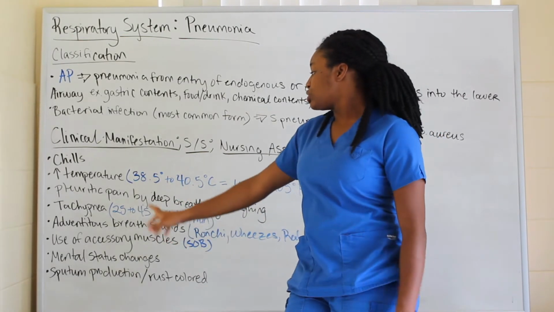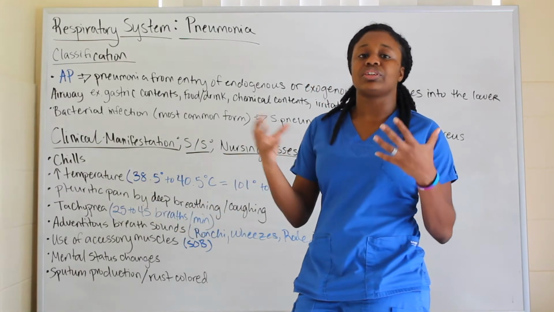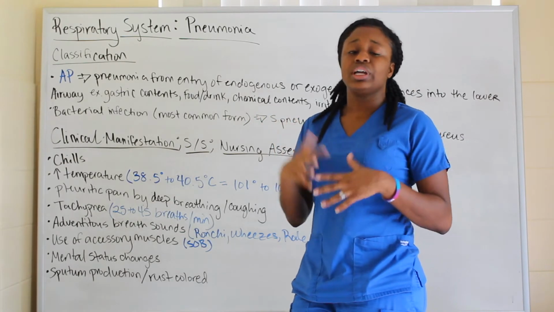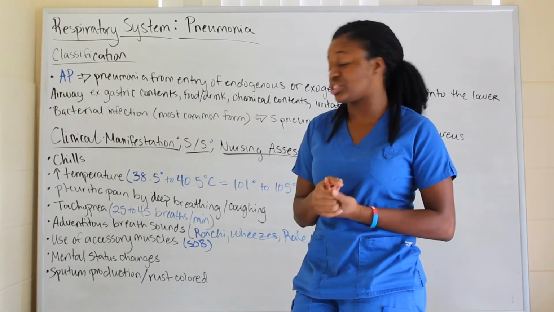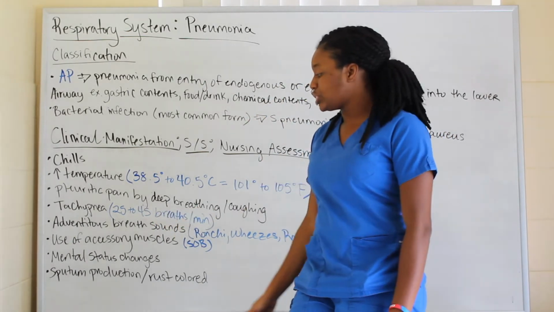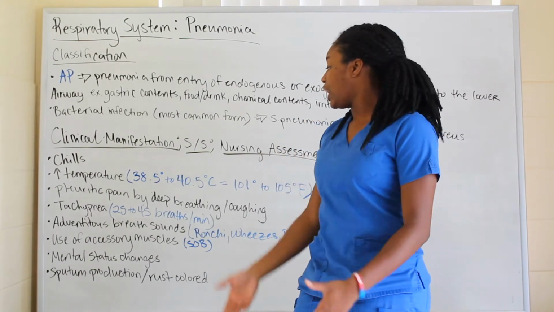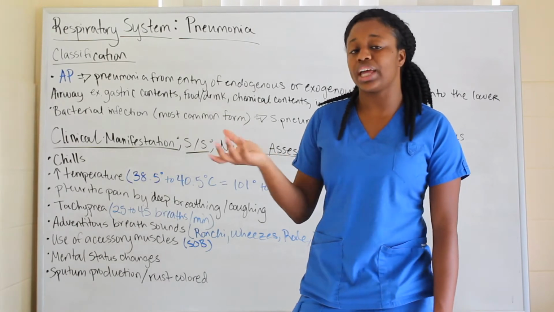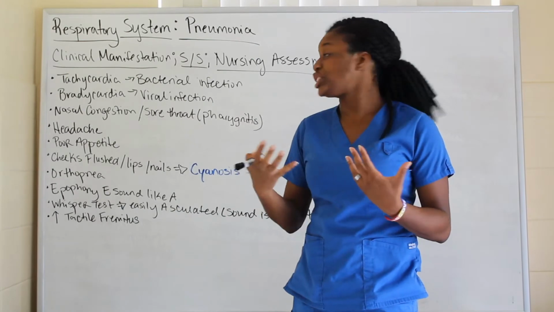Also, you may see mental status changes because, again, what is going on? There is a failure of gas exchange, with less oxygen going to the brain. Anytime that happens, you are going to see mental status changes. And then your sputum production. You're going to have more sputum production, and some may have a rust-colored tint to it. Our clinical manifestations, continuation.